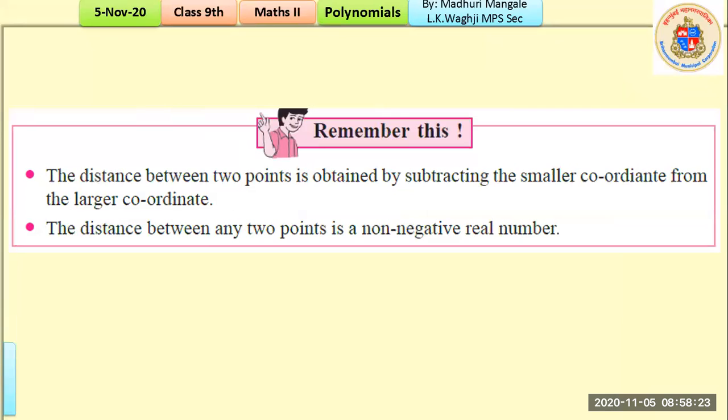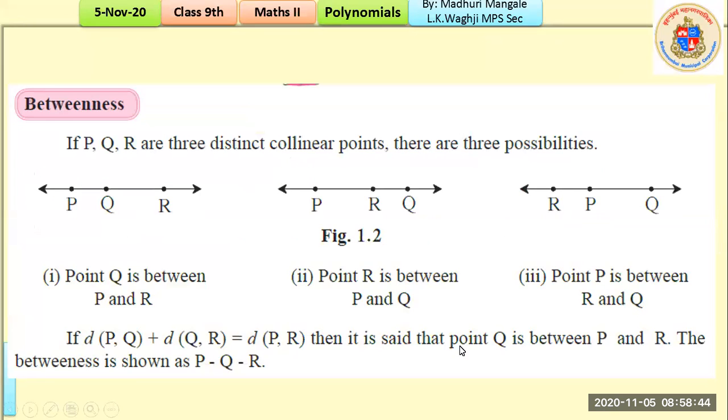Then we saw how to find distance. If we are given 2 points, we subtract the coordinates of those 2 points, the smaller coordinate from the larger coordinate, and it gives us the distance. And the very important thing is that distance is always positive. It can never be negative.